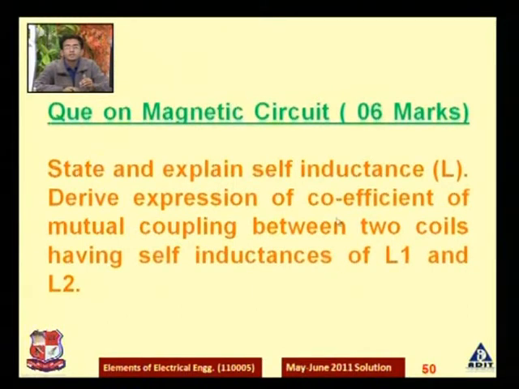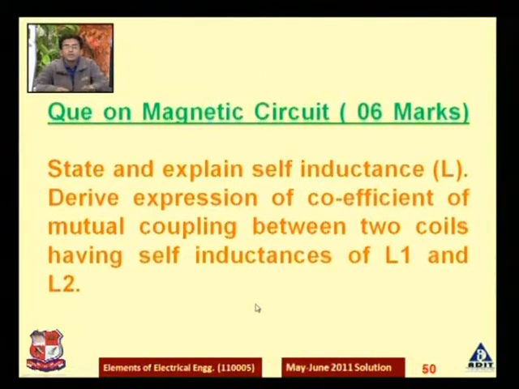Now let us see the next question. The next question is again asked from the magnetic circuit, and it has 6 marks weightage. The question states: state and explain the self inductance L and derive the expression of coefficient of mutual coupling between the two coils having the self inductance of L1 and L2.